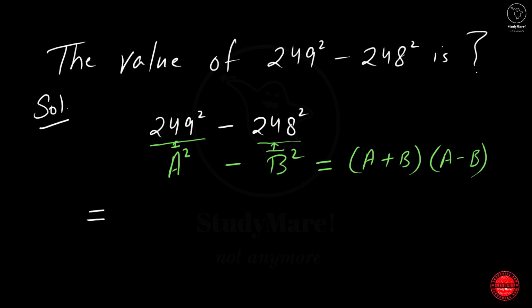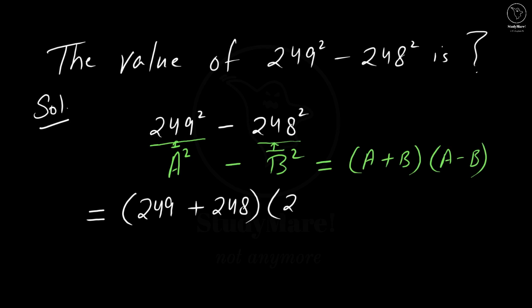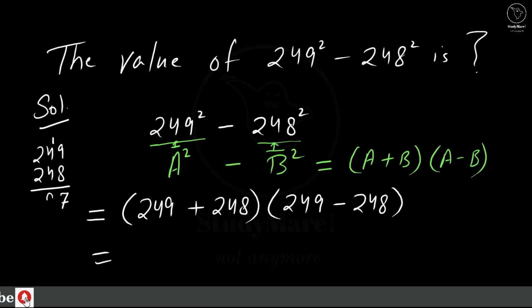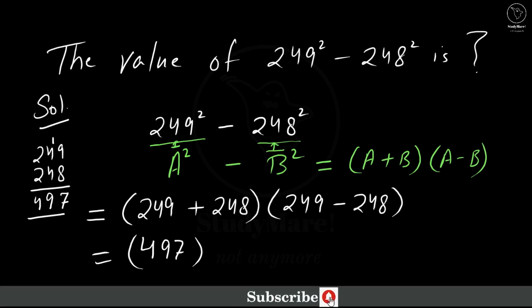A plus B, the first expression, that is 249 plus 248. Then in the next bracket we have A minus B, that is 249 minus 248. We have to add 249 and 248. You get 9 plus 8, 17, 7, 1, 4, 4, 8, 1, 9 and 2, 2, 4. So here we can write 497 and 249 minus 248. Simple, 1.